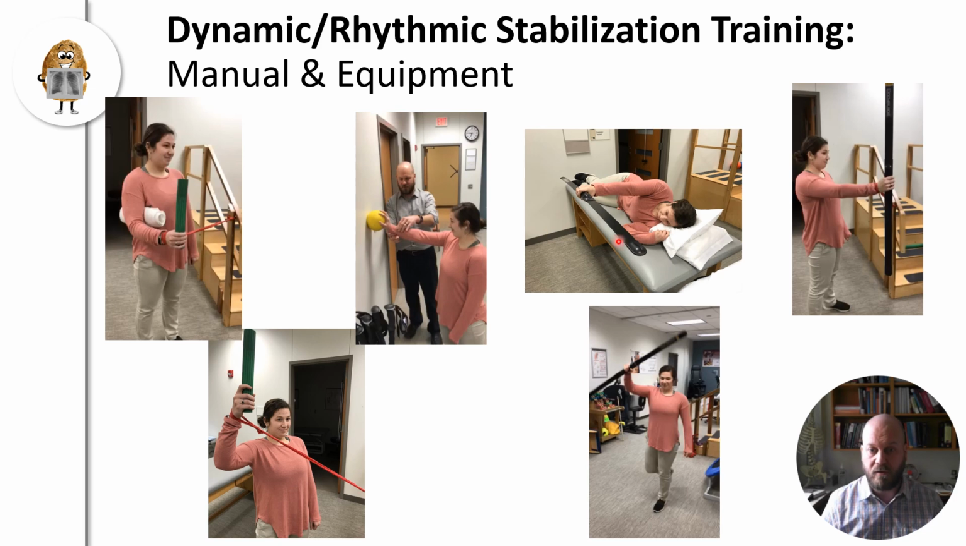This exercise here is a side-lying body blade rhythmic stabilization. We have the shoulder at about 90 degrees. Patient's lying on her side, just doing rapid oscillations of the body blade. That, again, biases the posterior musculature, posterior rotator cuff, because she's fighting gravity.